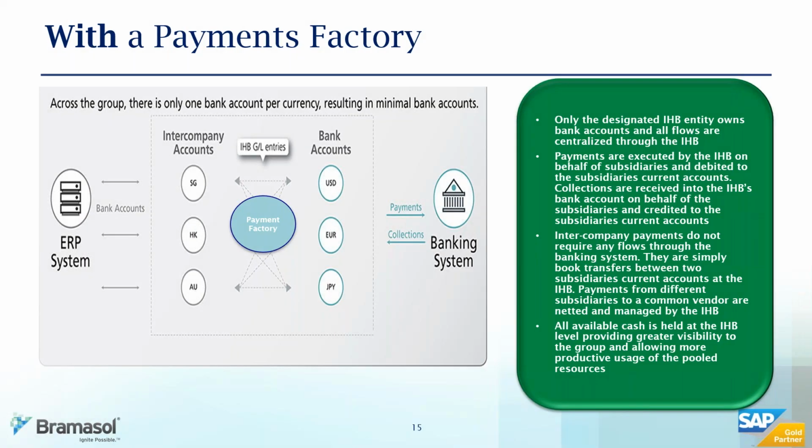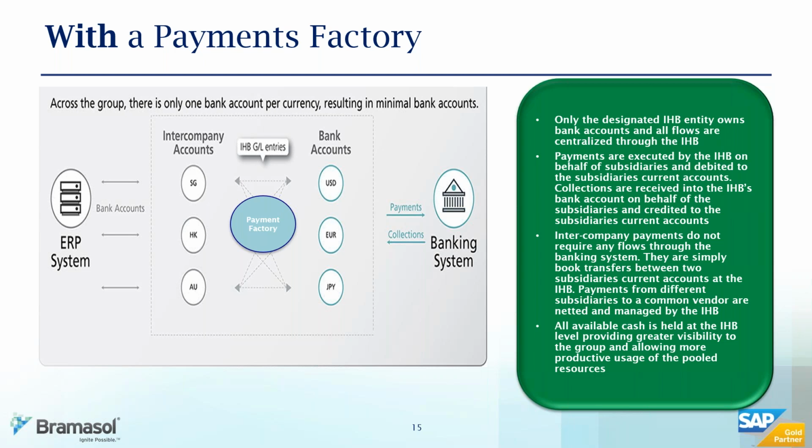Going on to the next, with the payment factory, you're going to see where it's more centralized. In this case, of course, this is more of a real in-house bank type, where your in-house bank entity is owning your bank accounts, and all the flows are centralized through your in-house bank. So your payments are executed by the in-house bank on behalf of your subsidiaries, where you're going to be debiting your subsidiaries in the current accounts, not cash.